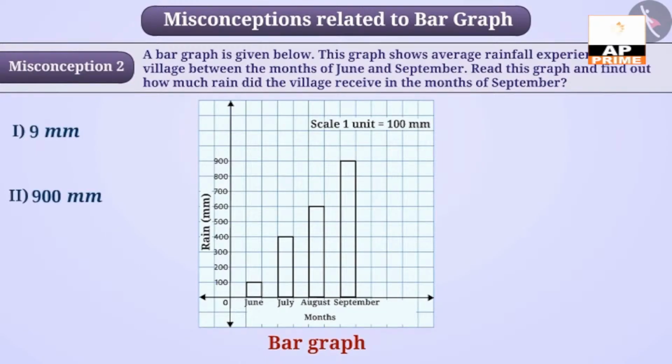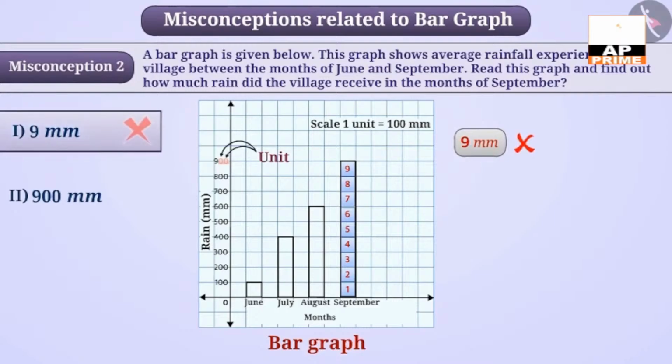Some students ignore the unit given in the bar graph and answer by counting only the boxes. Like here, they obtain the answer 9 mm, which is a wrong answer. Hence, option 1 is the incorrect answer.